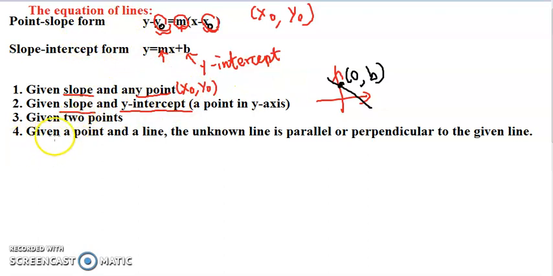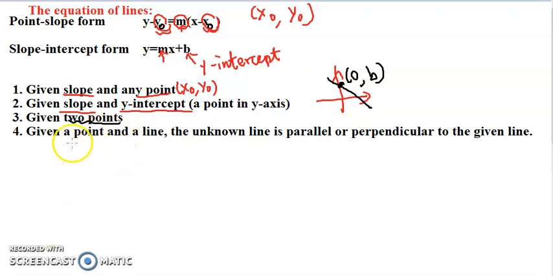Now, the third case is given 2 points. If you are given 2 points, we don't have the slope. We have 1 point. When you are given 2 points, of course, we have 1 point. But if neither of them is the special point, the y-intercept, you should also use the first formula. But how do you find the slope? We can use the slope formula, because when we are given 2 points, we can find the slope of the line through the 2 points.